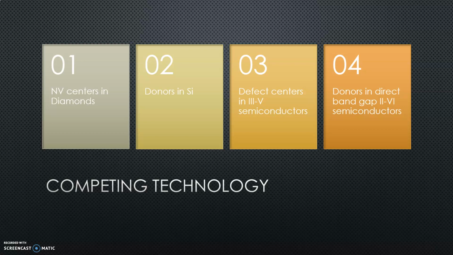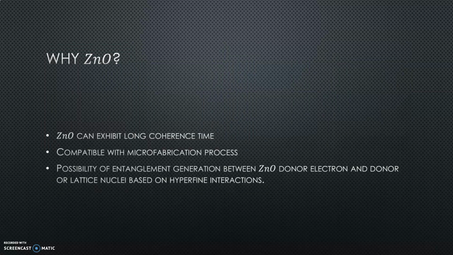And finally, we come to donors in direct bandgap 2-4 semiconductors. The donors in direct bandgap 2-4 semiconductors possess similar efficient optical transition, and as we show, ZnO can exhibit long coherence times. This brings us to the question at hand, why zinc oxide?